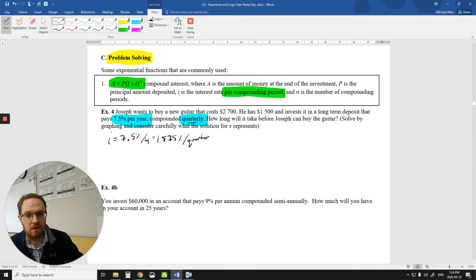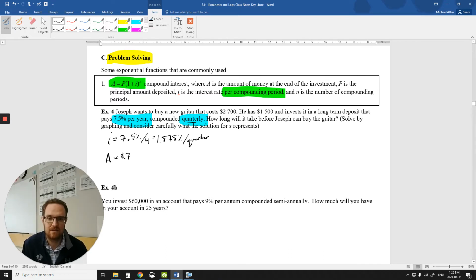How long will it take me to get to this? What he wants is $2,700. So in the end, he wants $2,700, and we have an initial investment of $1,500. He wants to know how long it takes to get to that amount.